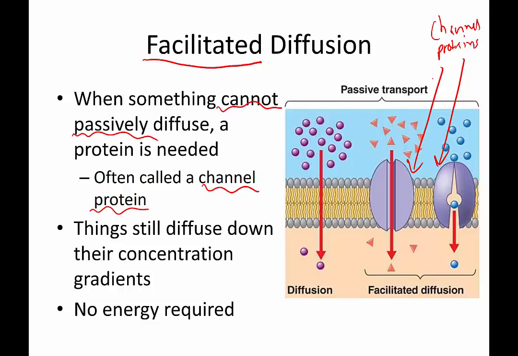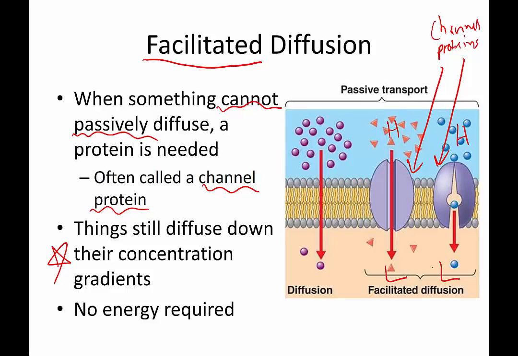So you can imagine these proteins are creating a channel for the ions or large molecules or what have you to pass through the plasma membrane. Just like passive diffusion, though, molecules move from the area of high concentration to the area of low concentration. So here, for these orange triangles, they go from high to low. For these blue circle molecules, they go from high to low.